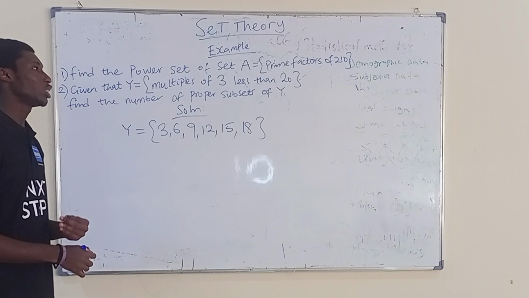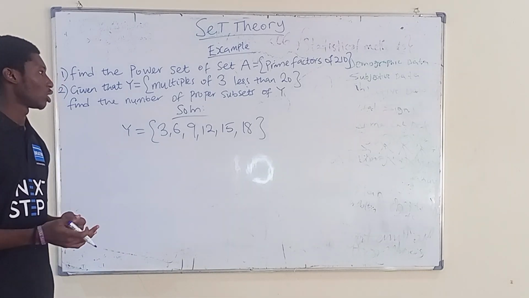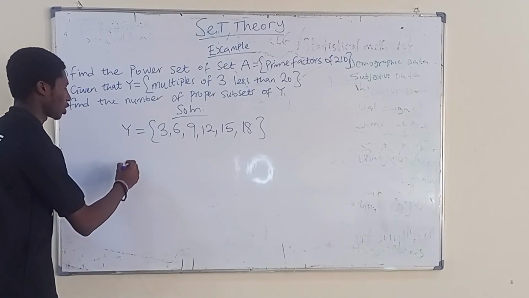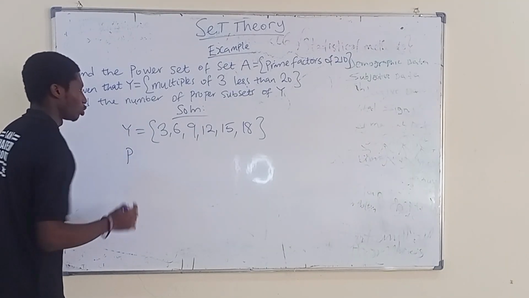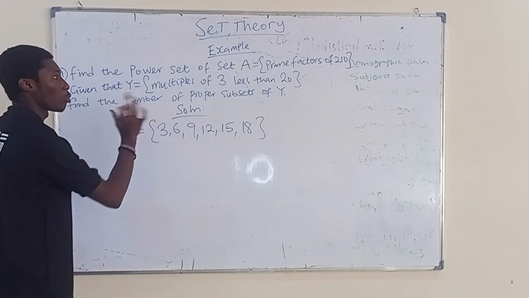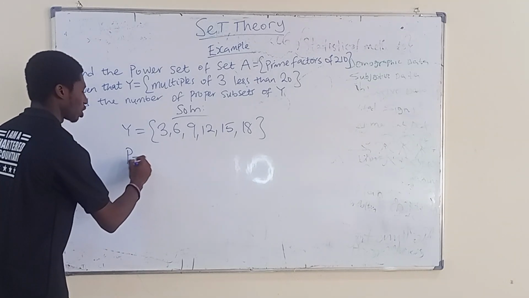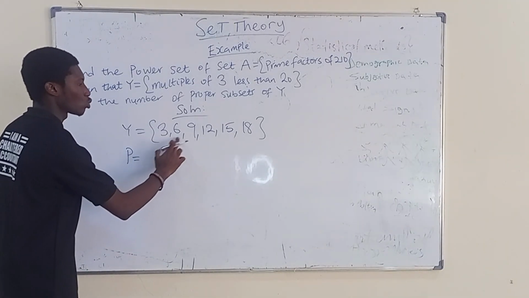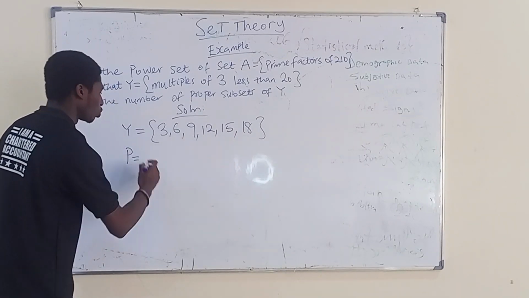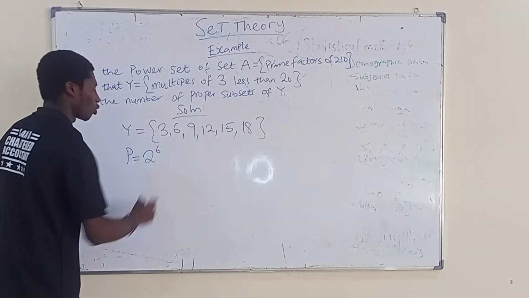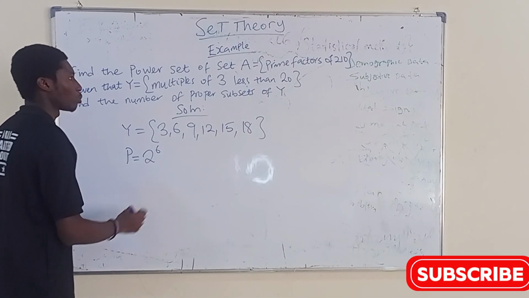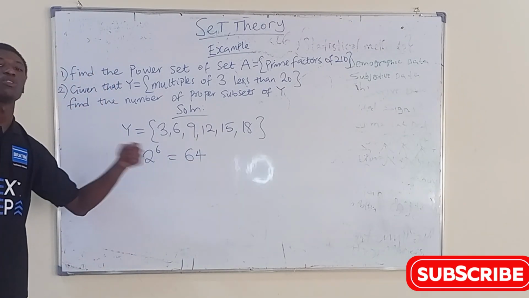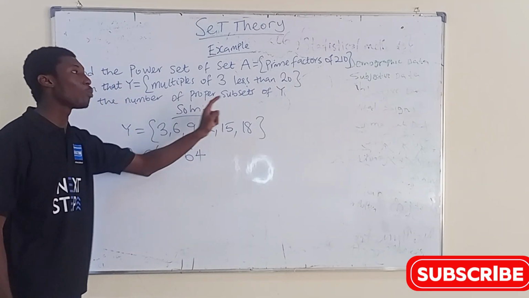Now we are asked to find the number of proper subsets. First, the number of subsets, which is your power set, is 2 raised to the power of n. Now, your number of elements is 1, 2, 3, 4, 5, 6, which is 2 raised to the power of 6. And 2 raised to the power of 6 is 64. Now, this would have been your answer if they had asked for the number of subsets.